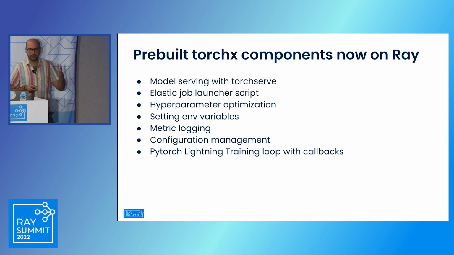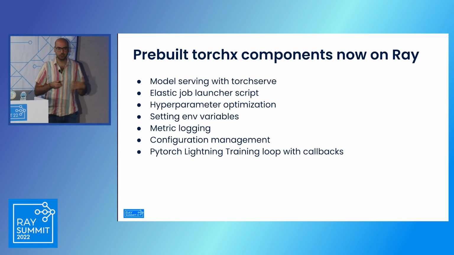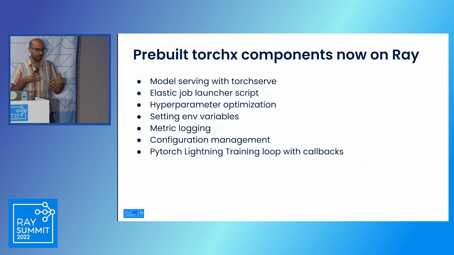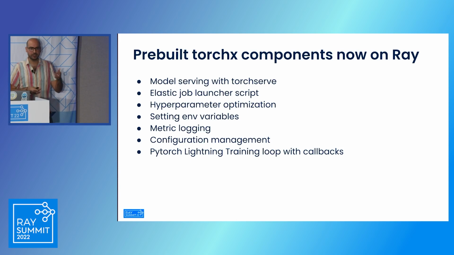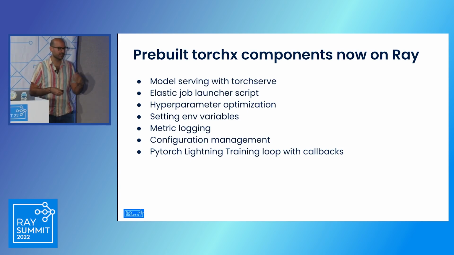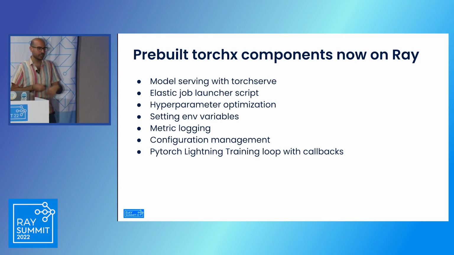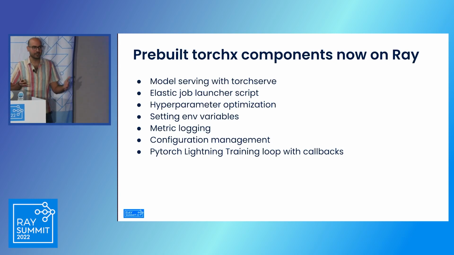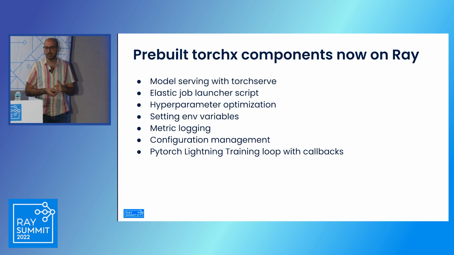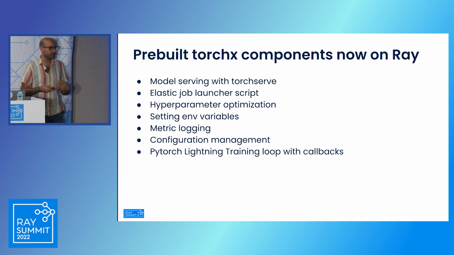So we talked about distributed training, but like I said, any TorchX app can run now on Ray. This includes stuff like serving a model with TorchServe. It includes elastic job launching, which, let's say you're running a distributed job and someone trips over one of the nodes, your whole job isn't going to collapse, which is what it would do. You can set up hyperparameter optimization. There's metric logging. It even works with PyTorch Lightning if that's what you're more familiar with.